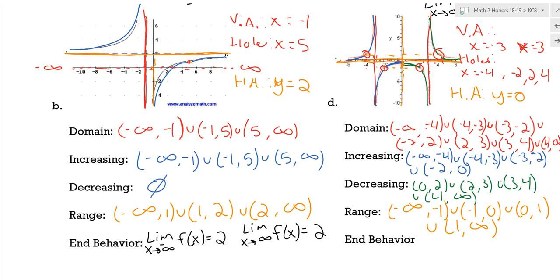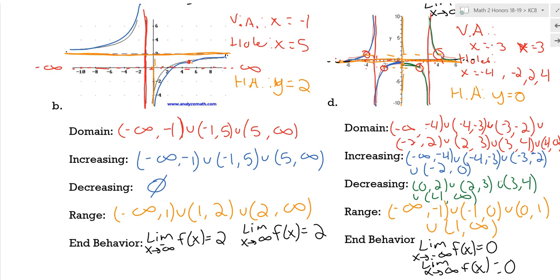And finally our end behavior. The limit as x approaches negative infinity of f of x equals, right? What's happening over here? It's going towards 0. The limit as x approaches infinity of f of x equals what's happening over here. It's going towards 0. So a lot of times those will be the same thing, and it will be pretty much every time your horizontal asymptote.